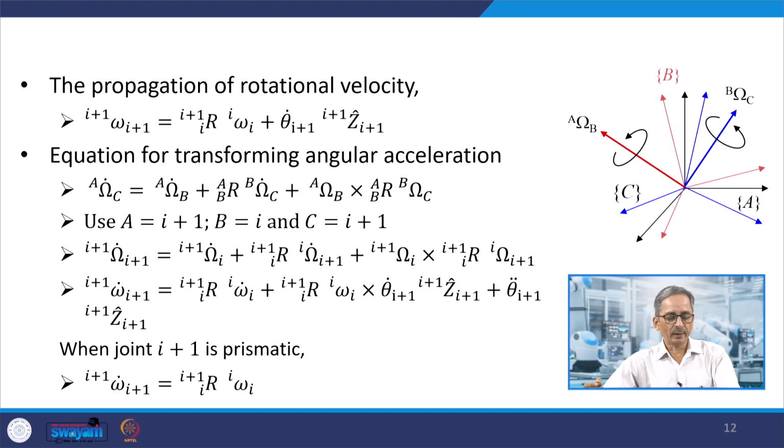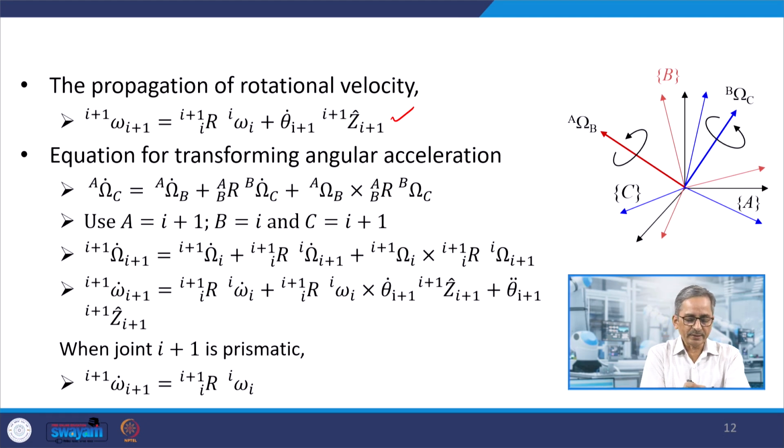Now see the propagation of the rotational velocity. Remember, our aim is to find out the linear and angular acceleration of links. To do that, we begin from the first link and go till the last link, and this is what we call the outward iteration. We have already seen this equation, the propagation of rotational velocity.